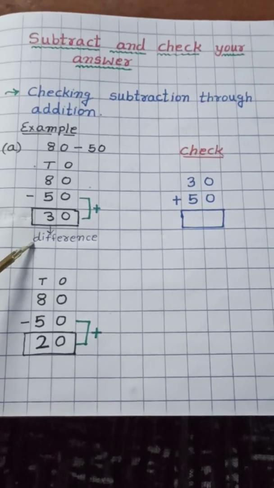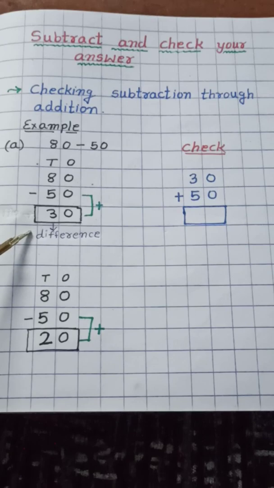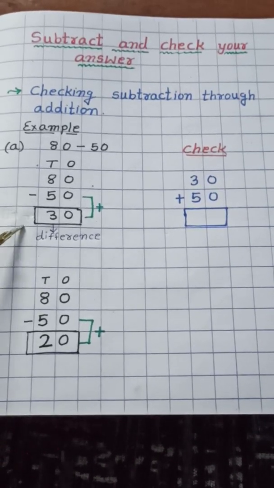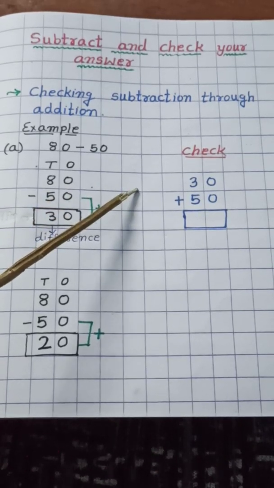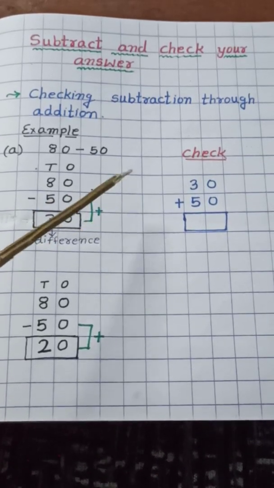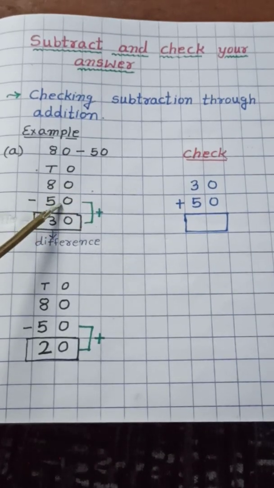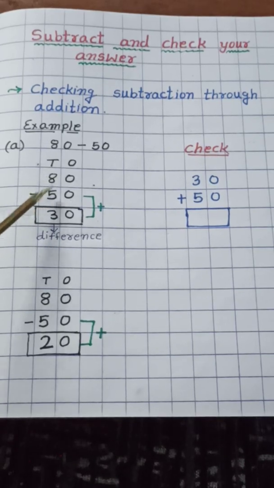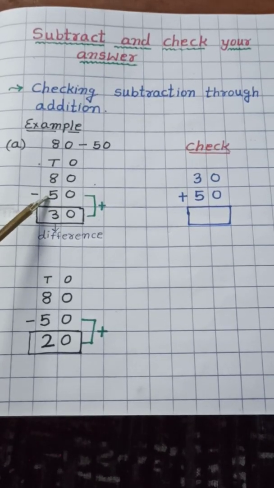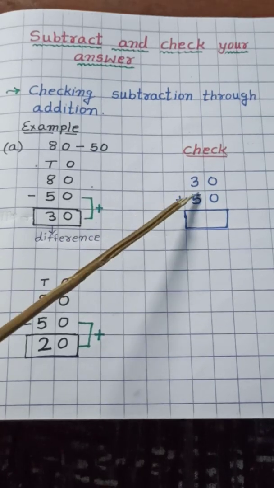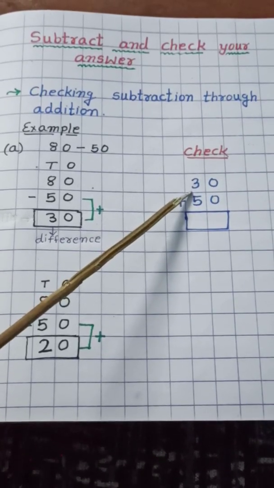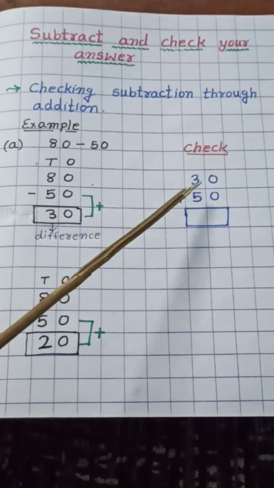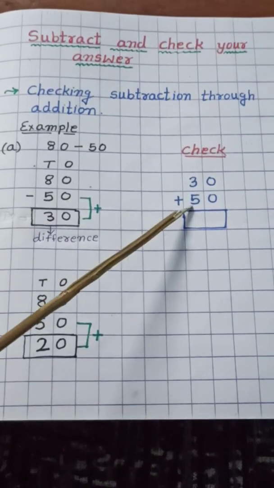Okay. But how do you make sure that the result is correct or not? So children, there is a very easy trick to check your answer. First we add the difference to the smaller number. Which is the smaller number, children? 50. Okay. So first we write here 30, that is the difference, and we add the smaller number.